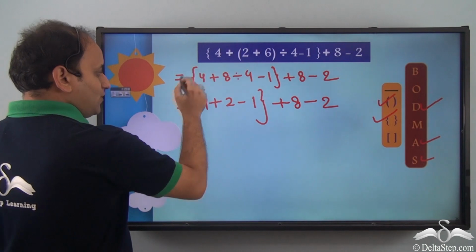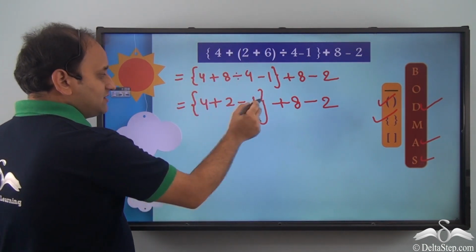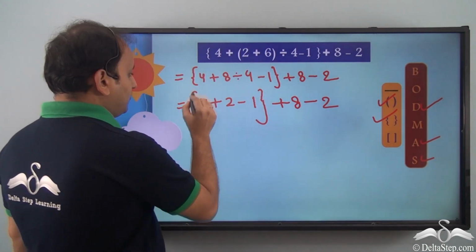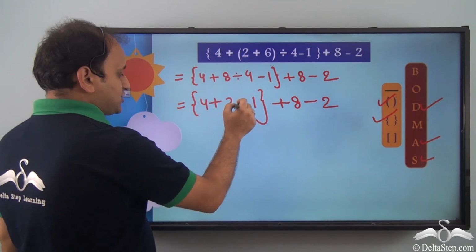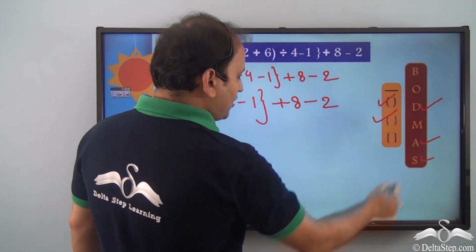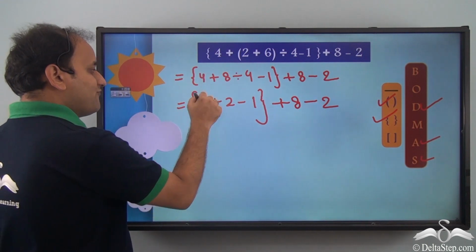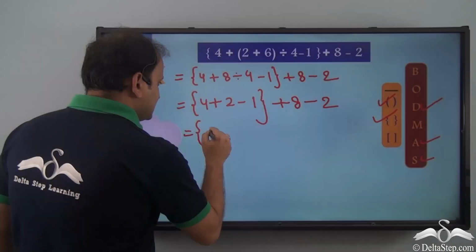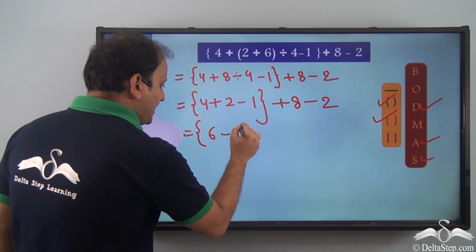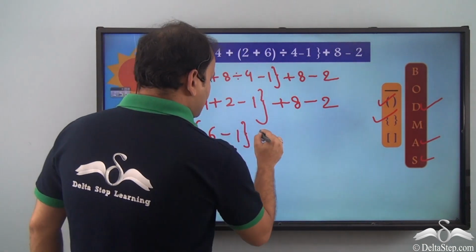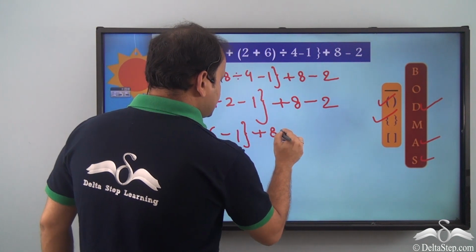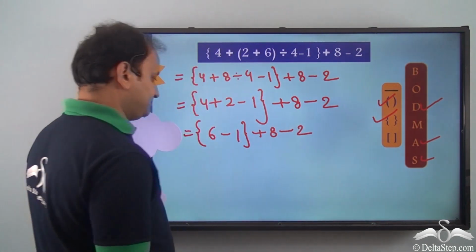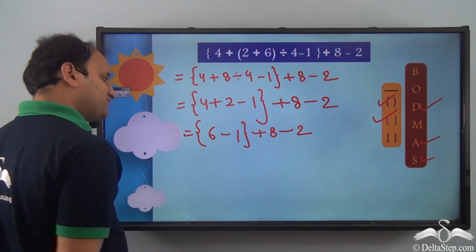Now within the brackets, we still have this expression. So we have addition and subtraction. Now addition comes first in BODMAS. So we'll first of all perform 4 plus 2. So this will be 6 minus 1 plus 8 minus 2. Now 6 minus 1 is 5.